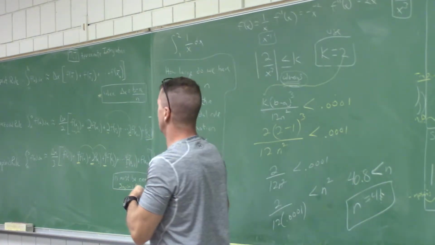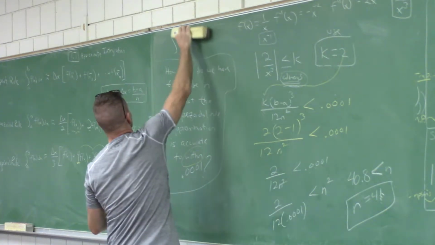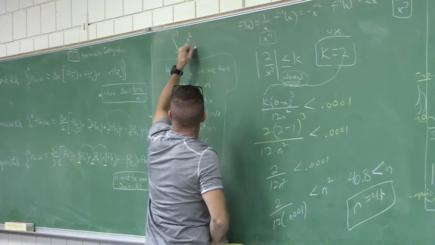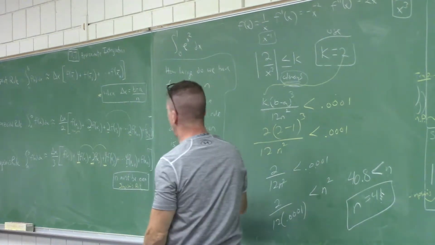U-substitution doesn't work. This is one of my favorites, look. e to the x squared. And we're going to use Simpson's rule.